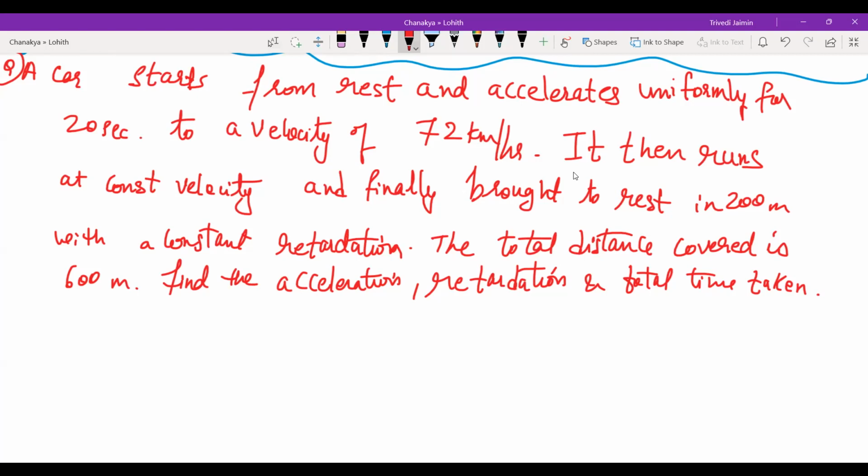They say here a car starts from rest. So u is 0, that means it accelerates uniformly for 20 seconds. So time is 20 seconds. The velocity 72 means 72 into 5 by 18, that is 20 meters per second. With that we can find acceleration, which is 1 meter per second squared.